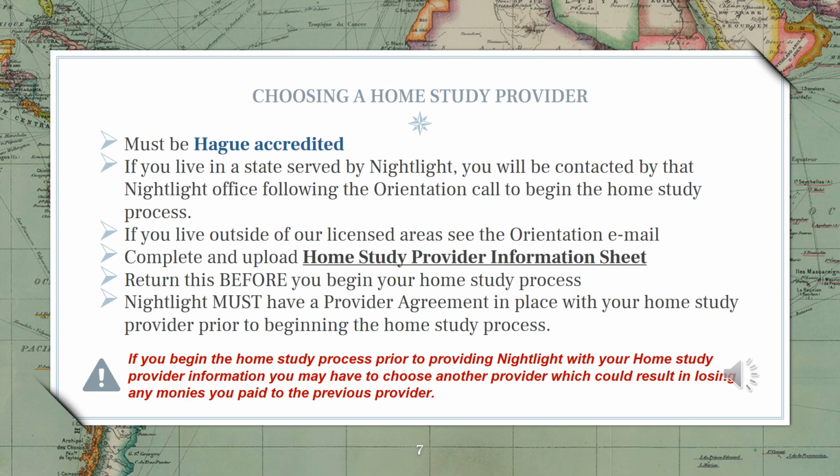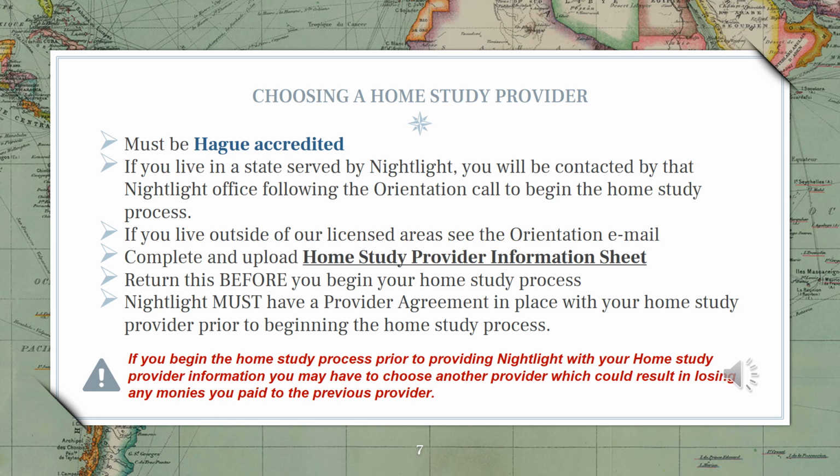Next, we will talk about choosing a home study provider. Nightlight is your placing agency for Haiti. If you live in a state where we have a Nightlight office, we will also be your home study agency. If you live outside of our serviced area, you must choose a Hague-accredited home study provider. It is imperative under Haiti rules and as a Nightlight requirement that your home study agency must be Hague-accredited.